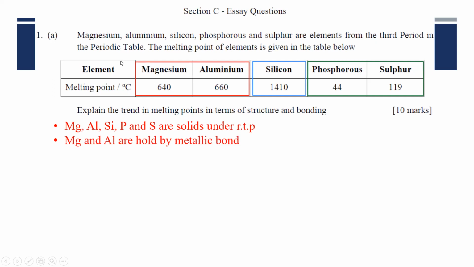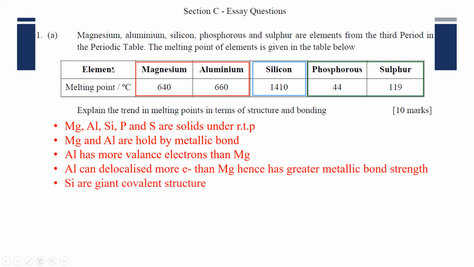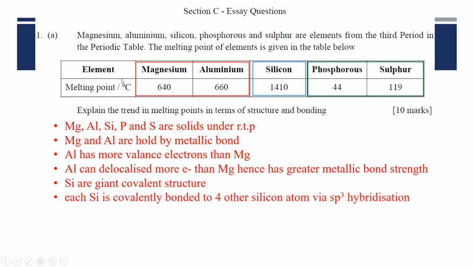Aluminium has a slightly higher melting point than magnesium because aluminium has more valence electrons than magnesium, and therefore can delocalize more electrons, giving a greater metallic bond strength. As for silicon, it is a giant covalent structure. Each silicon is covalently bonded to 4 other silicon atoms via sp3 hybridization.